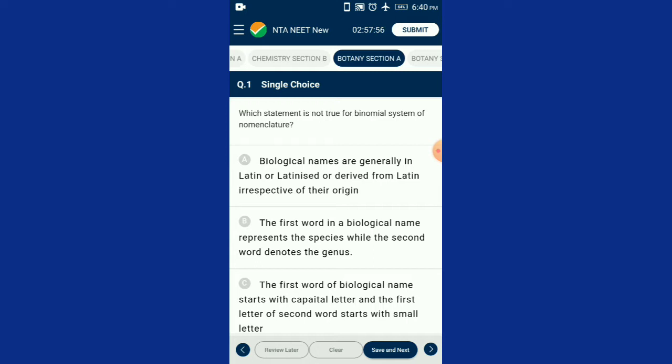In this video, we are going to discuss one of the biology full syllabus papers for the NEET examination. As per the new pattern, we are going to discuss the full syllabus paper with detailed solutions. Especially the students who are preparing for the NEET examination, for them this video is prepared.